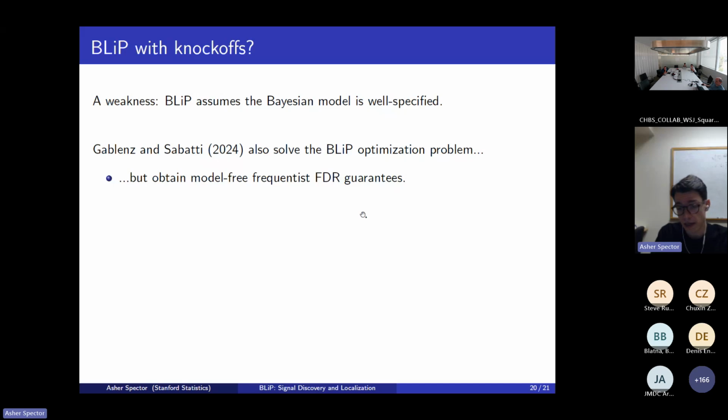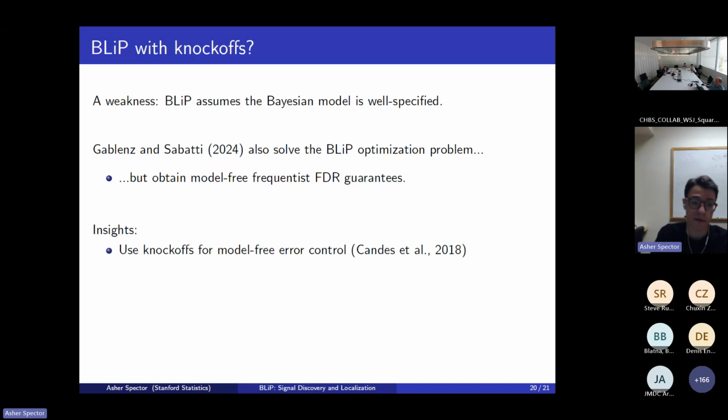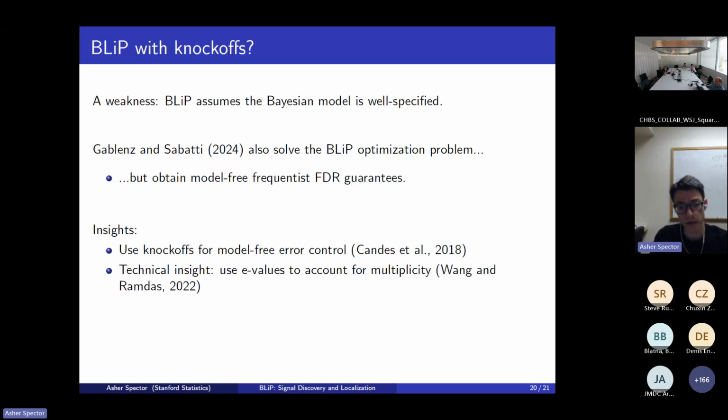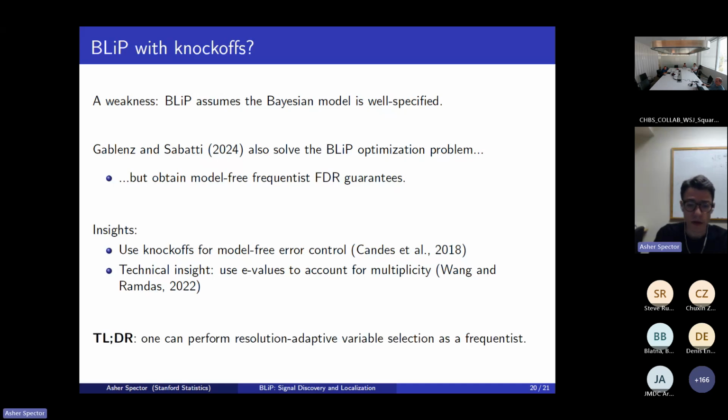So this is nice. The insights are that they use knockoffs for model-free error control, like Kostas talked about. And then they have the technical insight, which is to use e-values to account for multiplicity. And I think maybe Aditya Ramdas will talk a little bit about e-values later. But ultimately, the takeaway from this slide is that I have a Bayesian solution to the problem I have suggested, but I think the problem statement is what really matters. And that problem statement is not Bayesian or frequentist. It's just a question of how we can extract useful inferences from models in variable selection problems where we have correlated features.